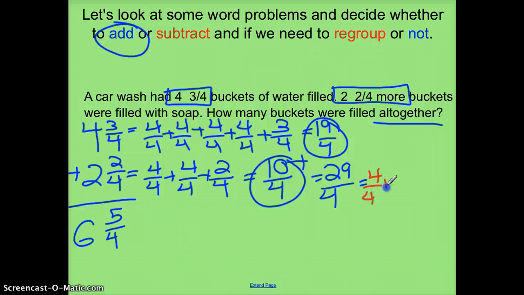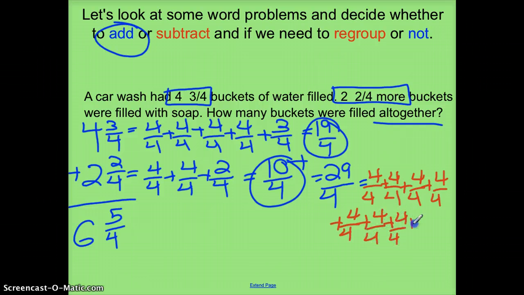So here's 4. Okay, sorry about that. 4, now I'm up to 8, 12, 16, 20, 24, 28, plus 1 more fourth equals 29. Let me double check. 4, 8, 12, 16, 20, 24, 28, plus 1 is 29.